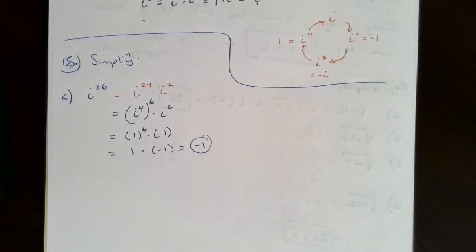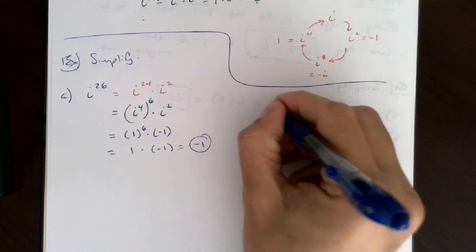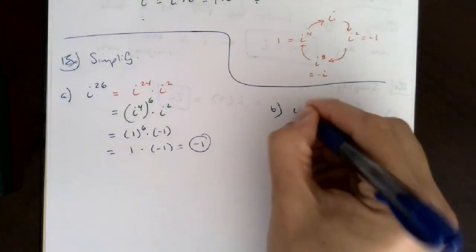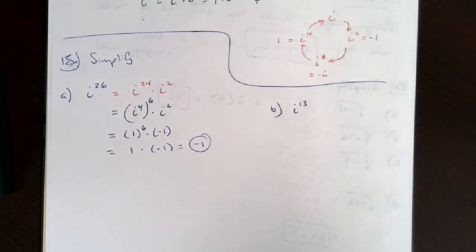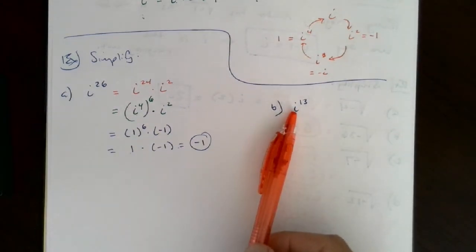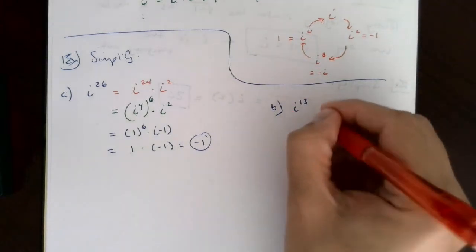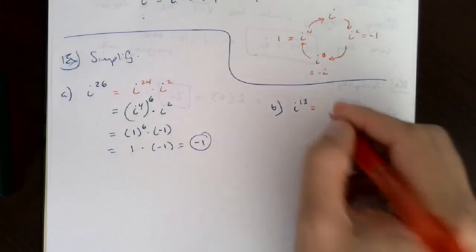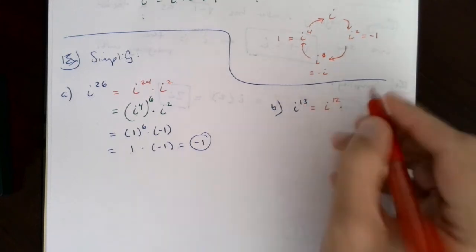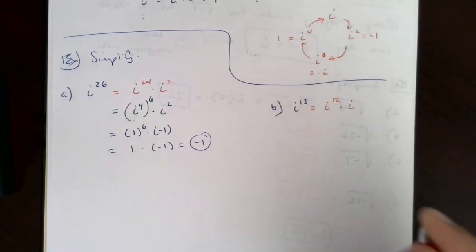Let's take a look at another one. If I was to say i to the 13th power. So first off, is 13 divisible by 4? No. What's the closest power to 13 that is divisible by 4? It will be i to the 12th times, how many more do I need to get to 13? Well, just i to the first, so times i.